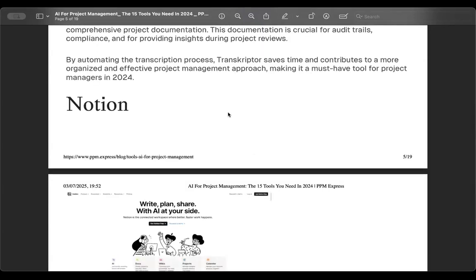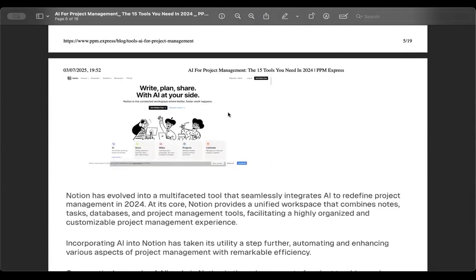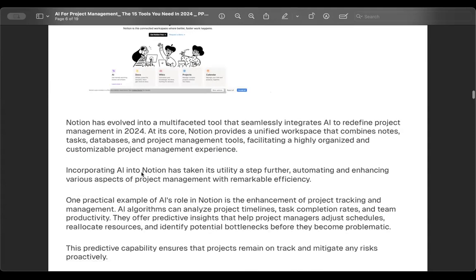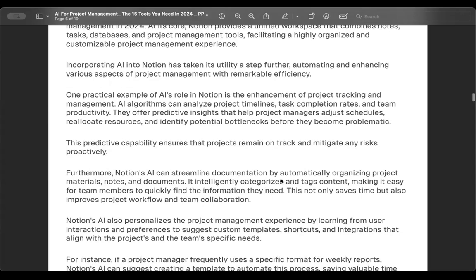And then Notion, yes, Notion is really good. Even I'm using Notion as well. Notion has evolved into a multi-faceted tool that seamlessly integrates AI to redefine project management in 2024. At its core, Notion provides a unified workspace that combines notes, tasks, databases, and project management tools, facilitating a highly organized and customizable project management experience. Incorporating AI into Notion has taken its utility a step further, automating and enhancing various aspects of project management with remarkable efficiencies.